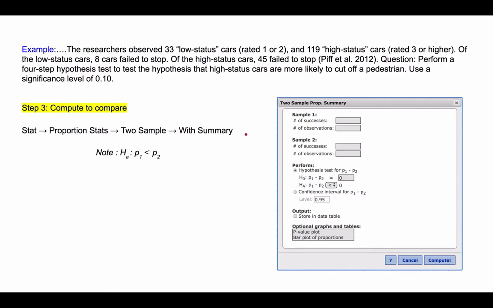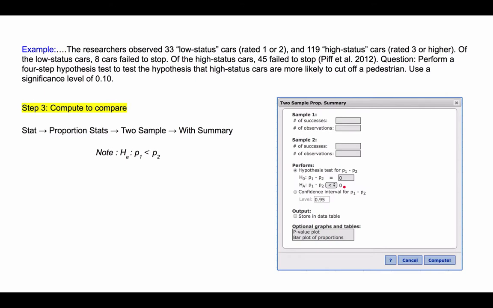Before we do this, note that our alternative hypothesis was P1 is less than P2. So when we get this box that pops up, we're going to want to select for the alternative hypothesis the less than symbol. Why is that? Well, notice if we go over here to this equation for the alternative hypothesis, if we were to subtract P2 from both sides, we get P1 minus P2 is less than 0.